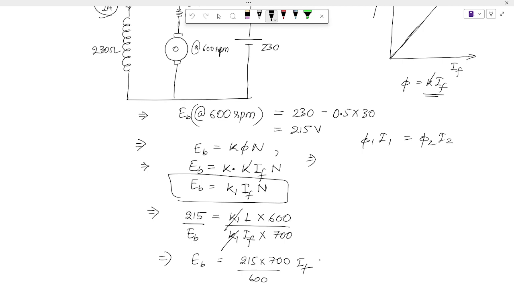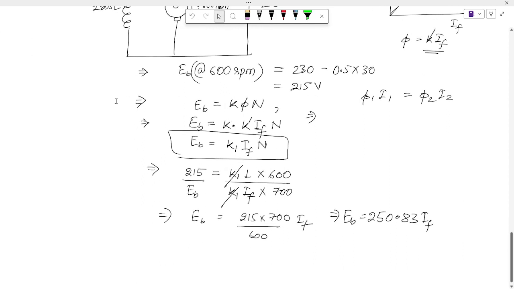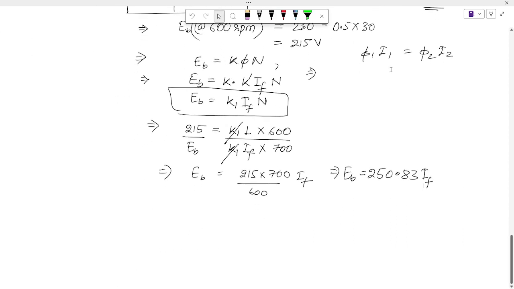What is, solve this? 250.83. Okay. EB is equals to 250.83 IF. Now come to this part. Again phi 1 can be written as K1 and K1 into 1, sorry, K dash into 1 ampere, that was IF. IF1 let me consider. I1 was 30 ampere.